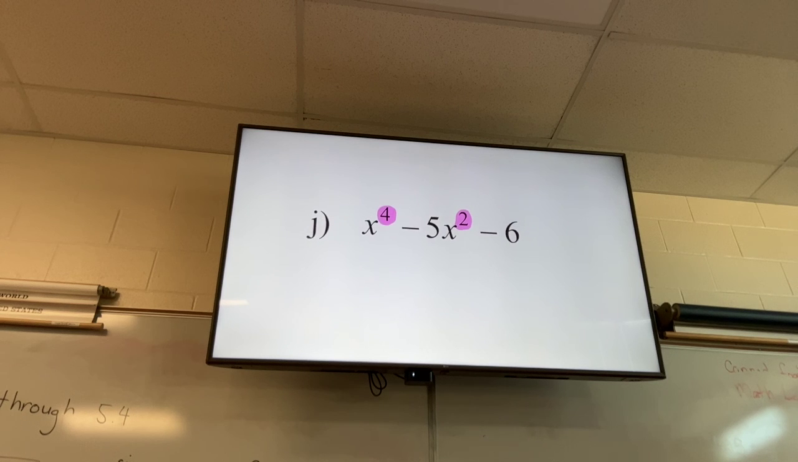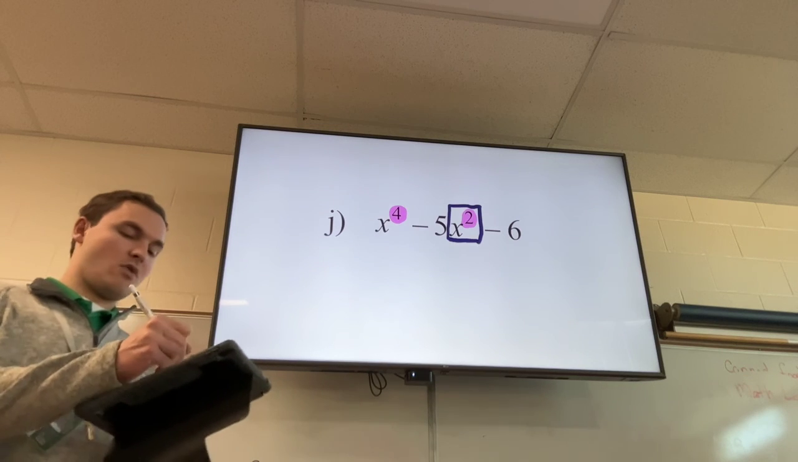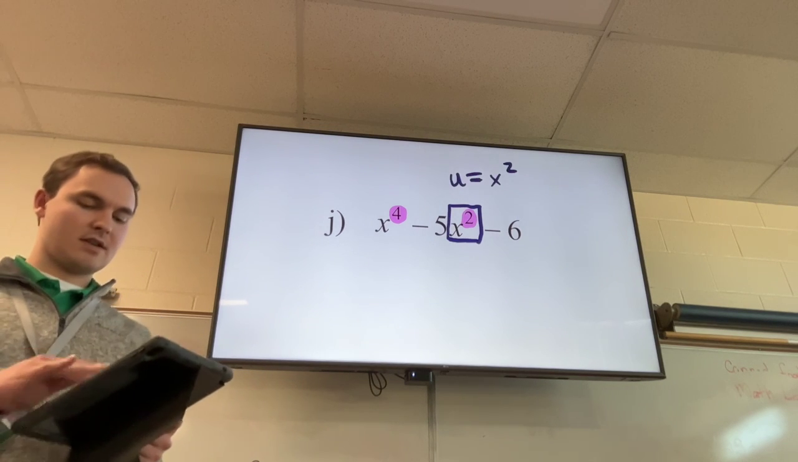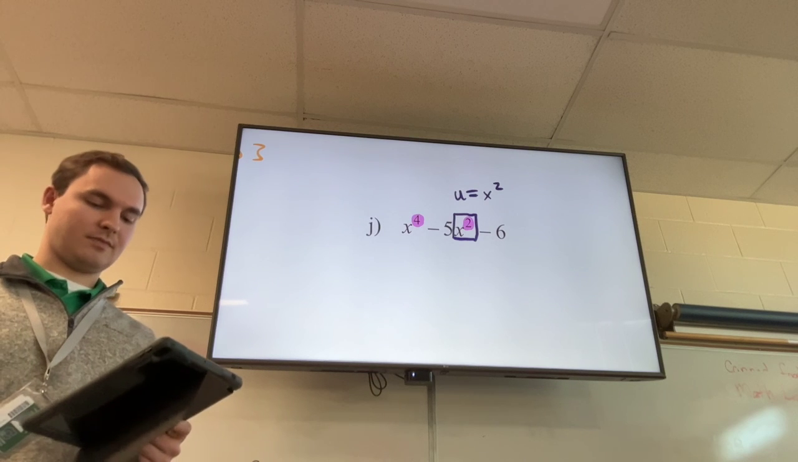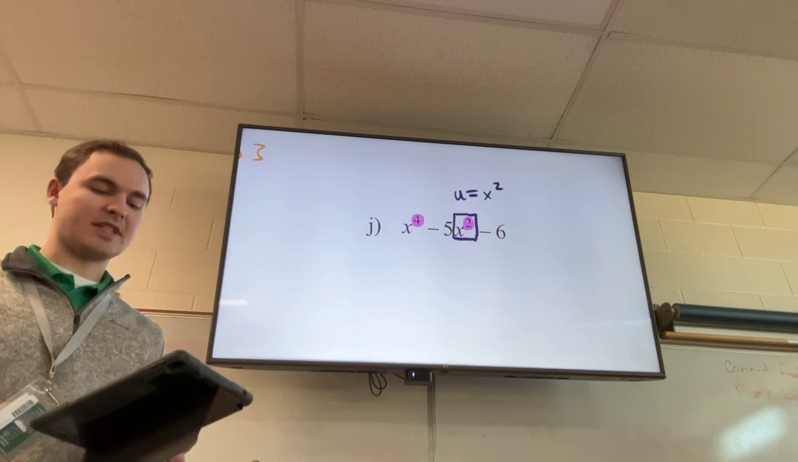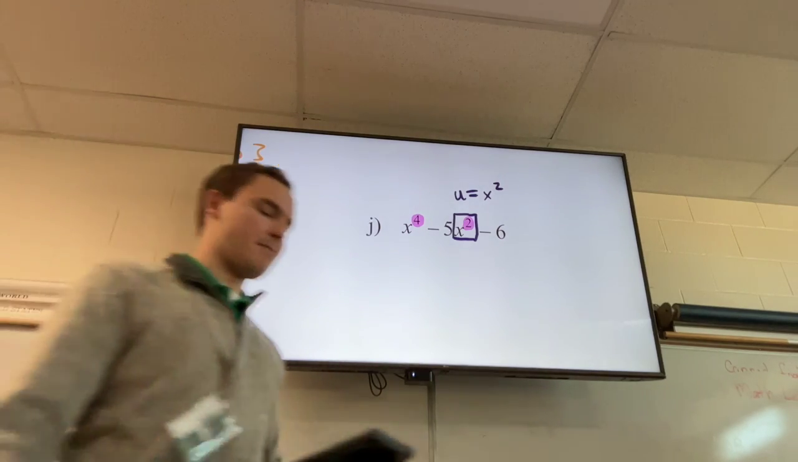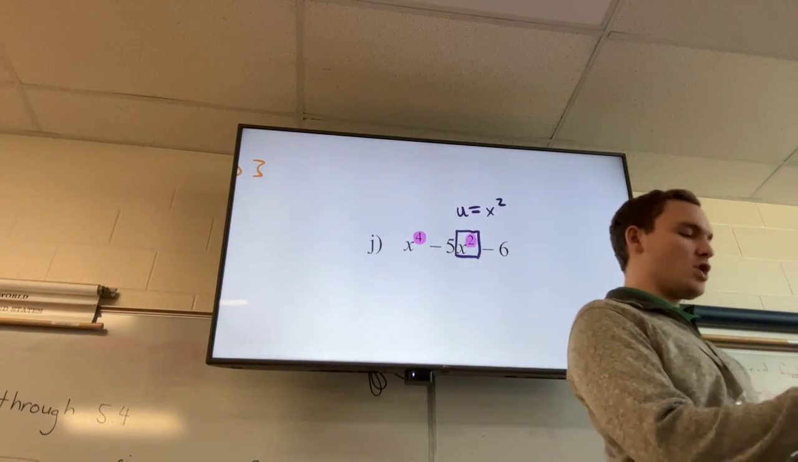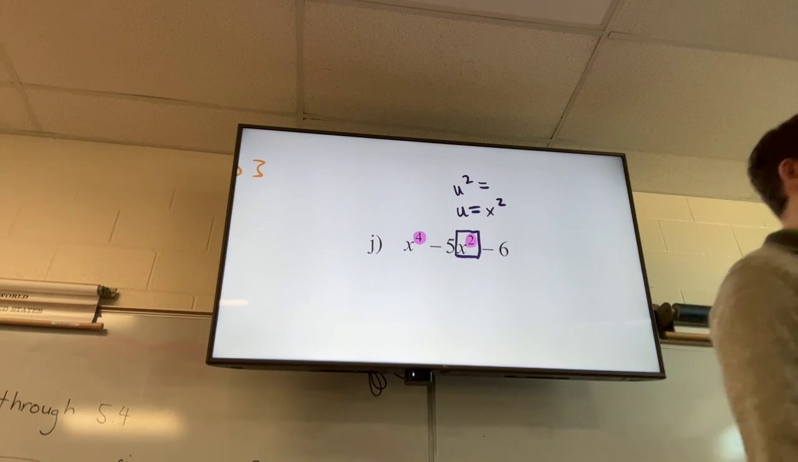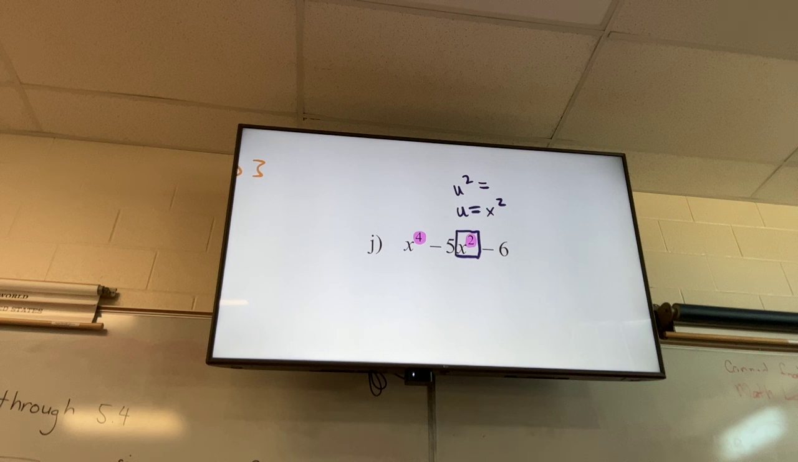The way you do that is you look at the variable in the middle here, the one with the lower exponent. You write u equals that variable with the exponent. So u equals x squared. Then u squared equals what then? If u is x squared, then u squared is x to the 4th.